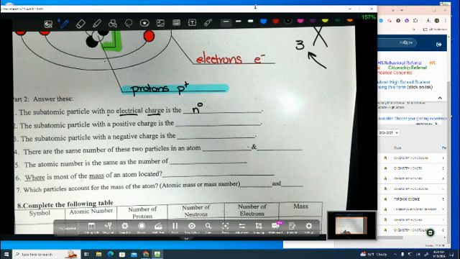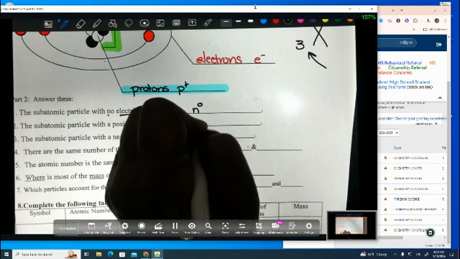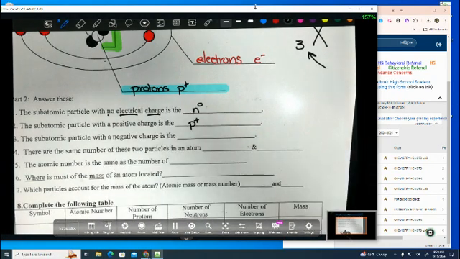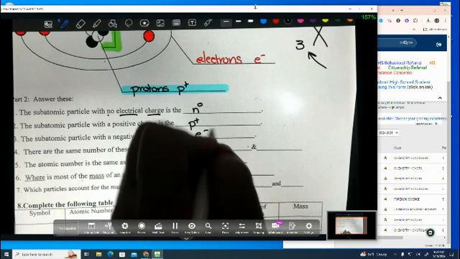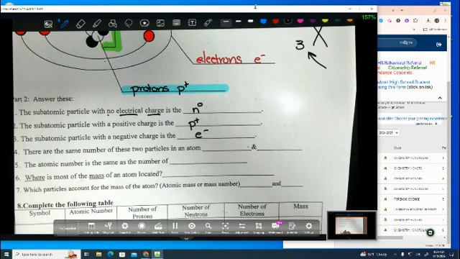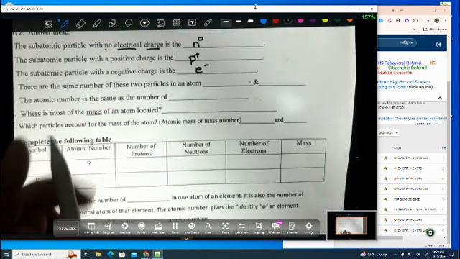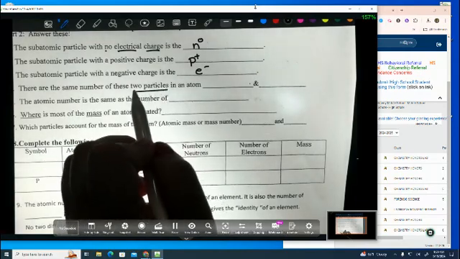Okay? Which particle has a positive charge? Olivia, do you know? Protons. And the abbreviation for that is a P with a positive charge. And then which particle has a negative charge? Go ahead, Aiden. An electron. Good. How are we feeling? Better? All right. There are the same number of these two particles.